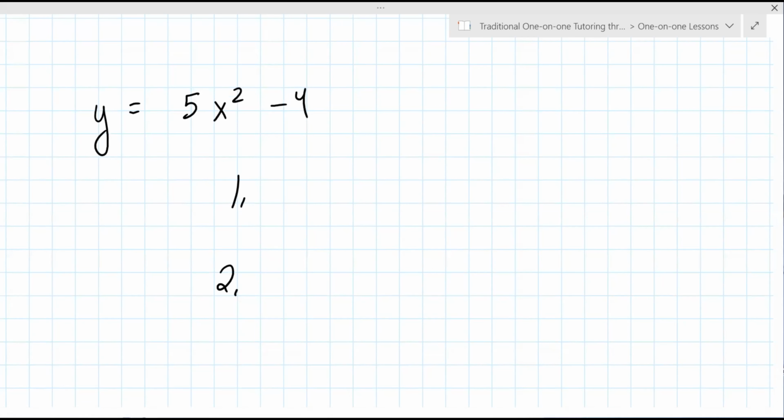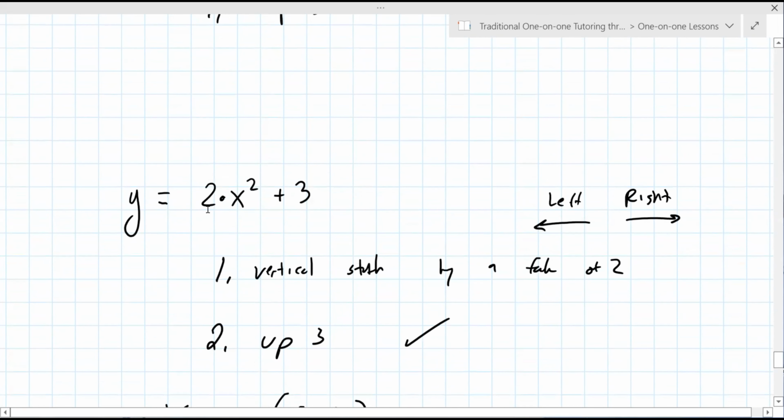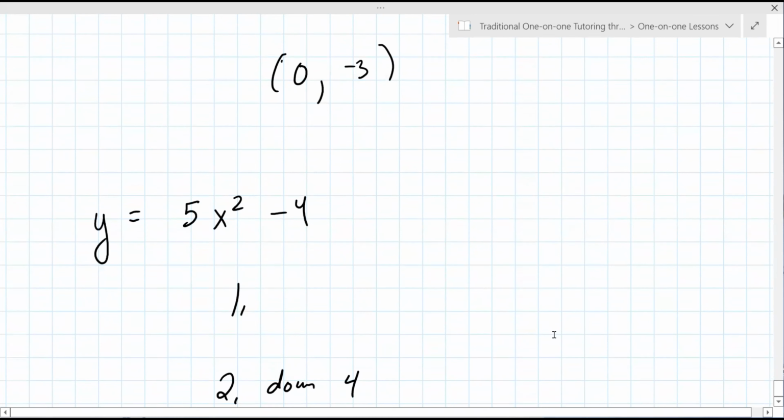Again, I'll take them in either order. Oh my god, it goes down 4 on number 2. Down 4. Okay, good. And then I'm trying to find the right words. It goes up. So when there's a number out in front, it's a vertical stretch by a factor of... vertical stretch. Yes, vertical stretch by 5. Yeah. By 5.